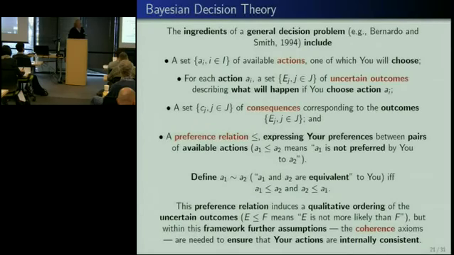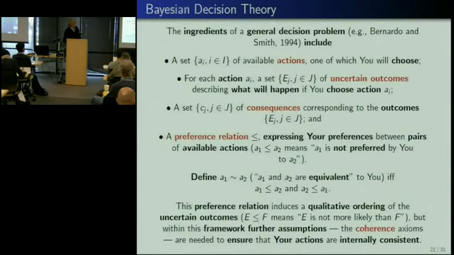So this is a critical ingredient. You have to make your action space as big as it can reasonably be to have a good chance of finding the very best thing to do. Let's call the different actions lowercase a sub i. And then for each action a_i, there's a set of uncertain outcomes, let's call them E_j, describing what will happen if you choose action a_i. And then following on from those uncertain outcomes, there's a set C_j of consequences corresponding to the outcomes.